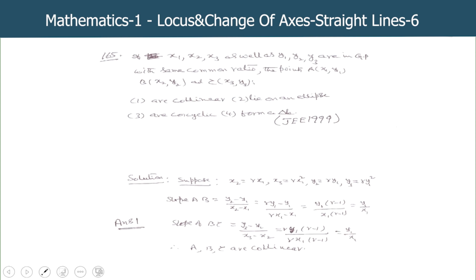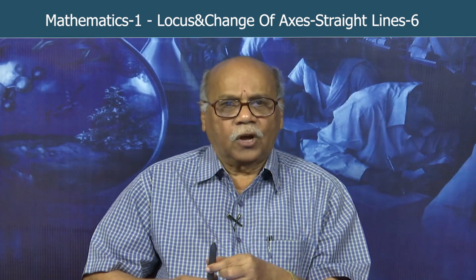And previously what we did is, x coordinates are in AP and y coordinates are also in AP. The common difference need not be the same. Just x coordinates in AP and y coordinates in AP, then also you have seen that those 3 points x1, y1, x2, y2, x3, y3 are collinear. So, I think this will be the last problem of this topic.